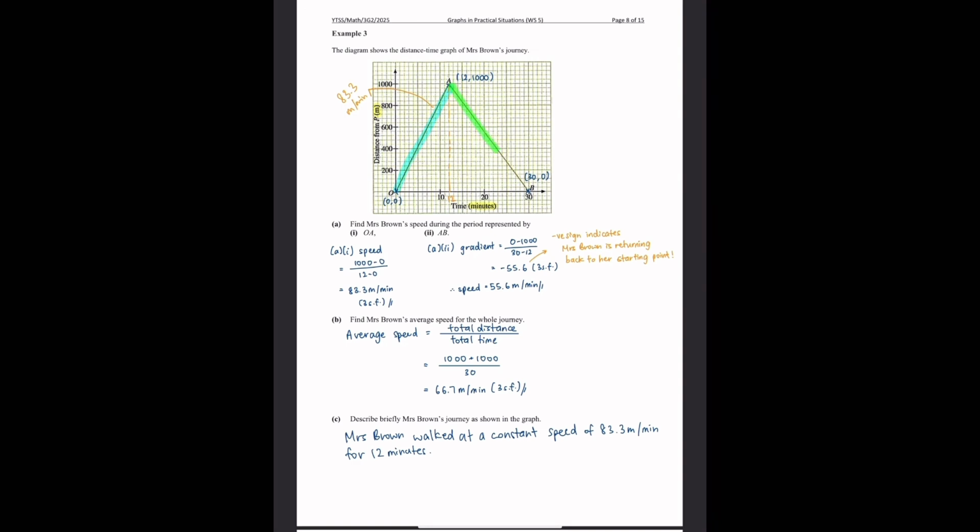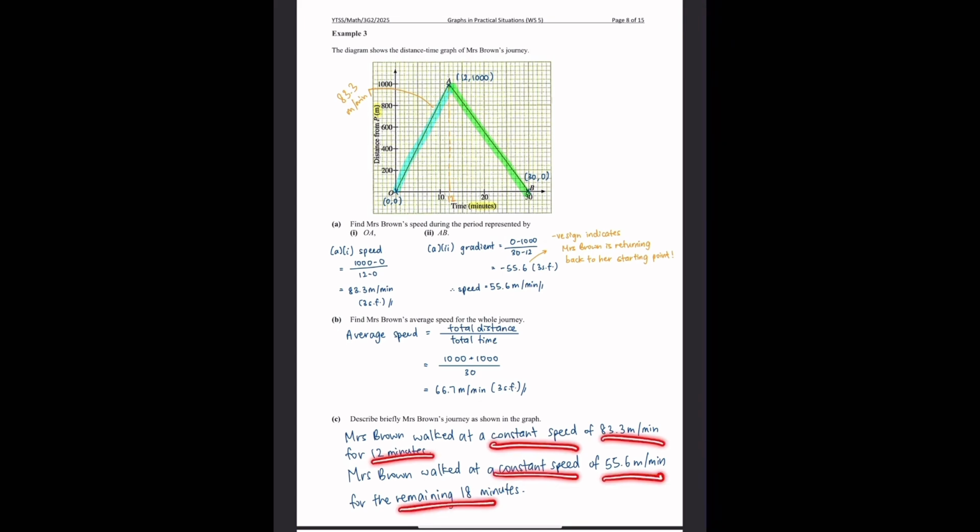I'm going to highlight the other one in green. To explain the part in green, we can also say that she walked at a constant speed of 55.6 meters per minute for 18 minutes. So 30 minus 12 will give you the remaining 18 minutes. For the second part, you can explain it like so. Take note, the keywords will be constant speed, the values of the speed, and then the time taken.